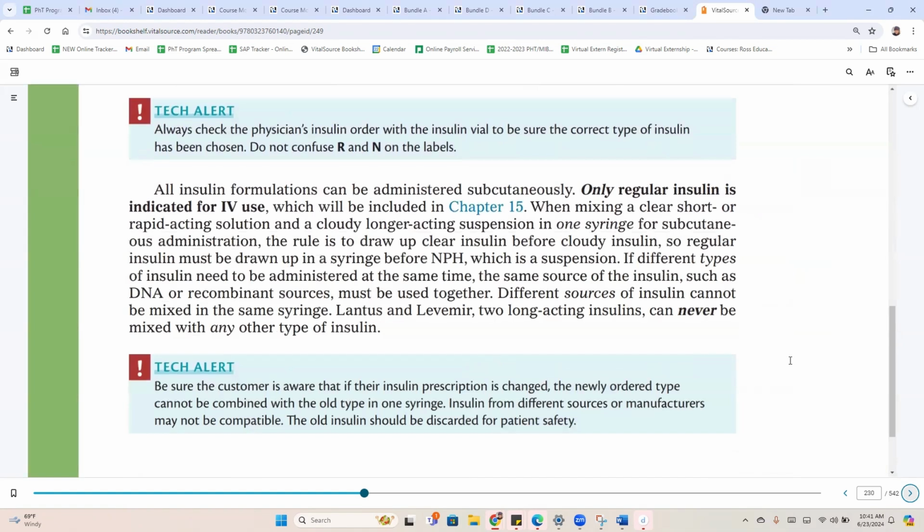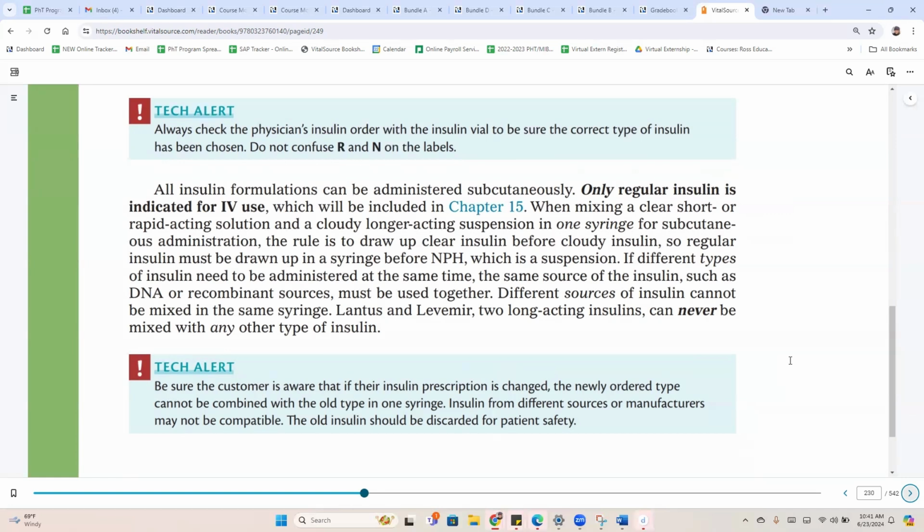All insulin formulations can be administered subcutaneously. Only regular insulin is indicated for IV use. When mixing a clear, short, or rapid acting solution with a cloudy, longer acting suspension in one syringe for subcutaneous administration, the rule is to draw up clear insulin before cloudy insulin. So regular insulin must be drawn up in a syringe before NPH, which is a suspension.